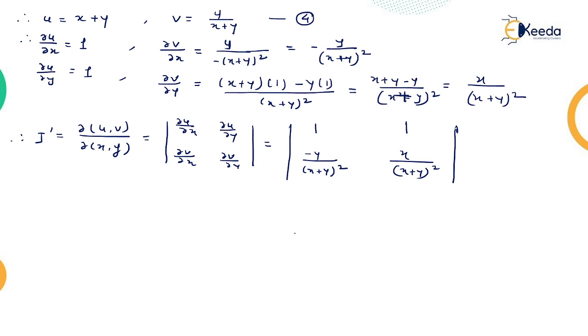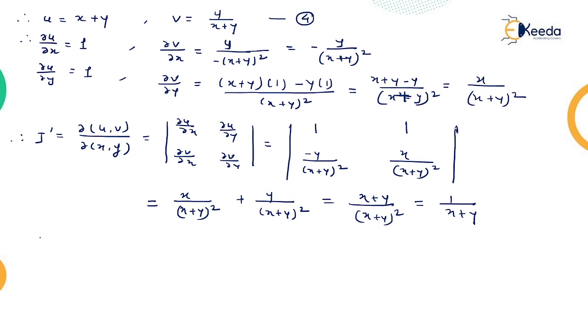So taking the cross multiplication, J dash is equal to x upon (x+y) whole bracket square. Now this minus minus will get plus y upon (x+y) whole bracket square. So this will get x plus y upon (x+y) whole bracket square. So what is that? 1 upon x plus y. Therefore J dash is equal to 1 upon x plus y. For reference, this is equation number 5, right?